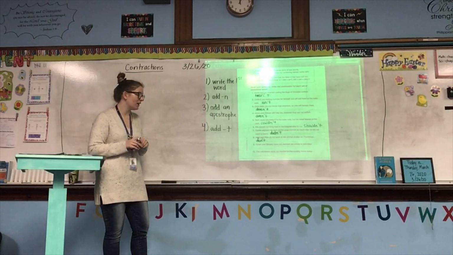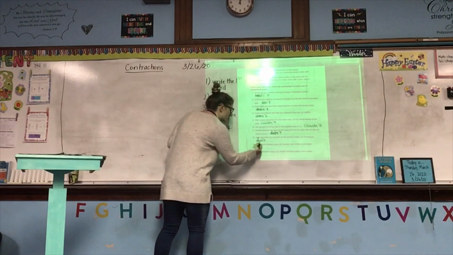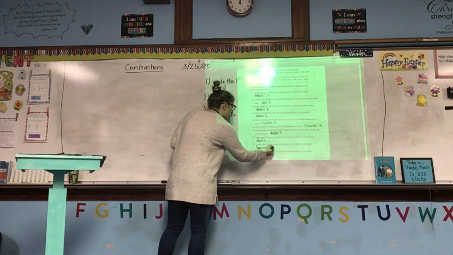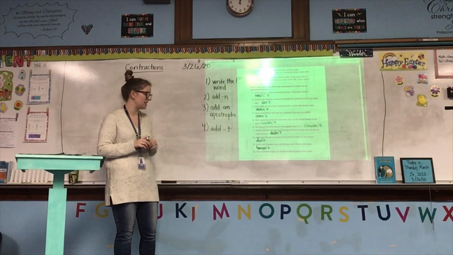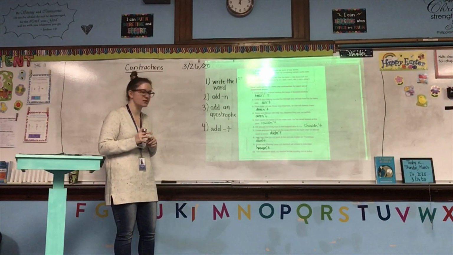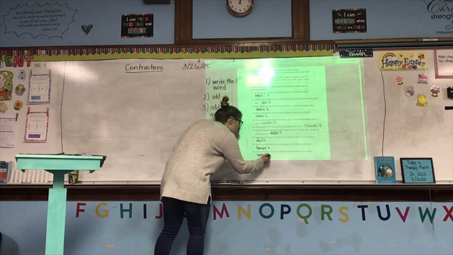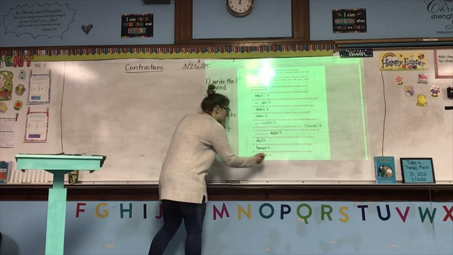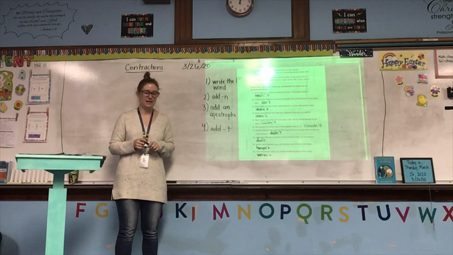Number 9, Karen and Stanley have not decided yet where to volunteer. So we have not. So we take the first word have, add an N, then an apostrophe, and a T. So we have Karen and Stanley haven't decided yet where to volunteer. And the last one on the front, number 10, the volunteers were not needed at the nursing home today. We have were not, so we're going to write our first word were. Then we're going to add an N, an apostrophe, and a T. So now we have the volunteers weren't needed at the nursing home today.